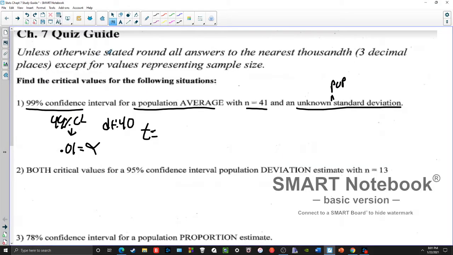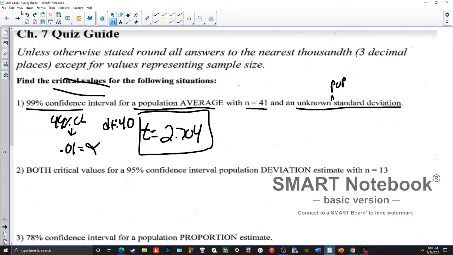2.704. And that's all we need for this problem. It's not asking us to find the E, it's not asking us to find the interval, it's just asking us to find the critical value for the situation. And that t-score right there represents the critical value.